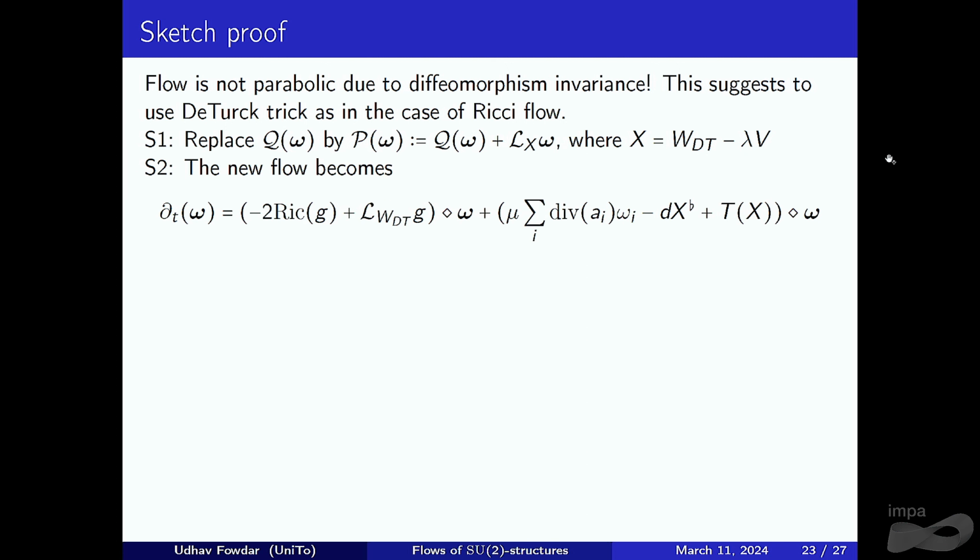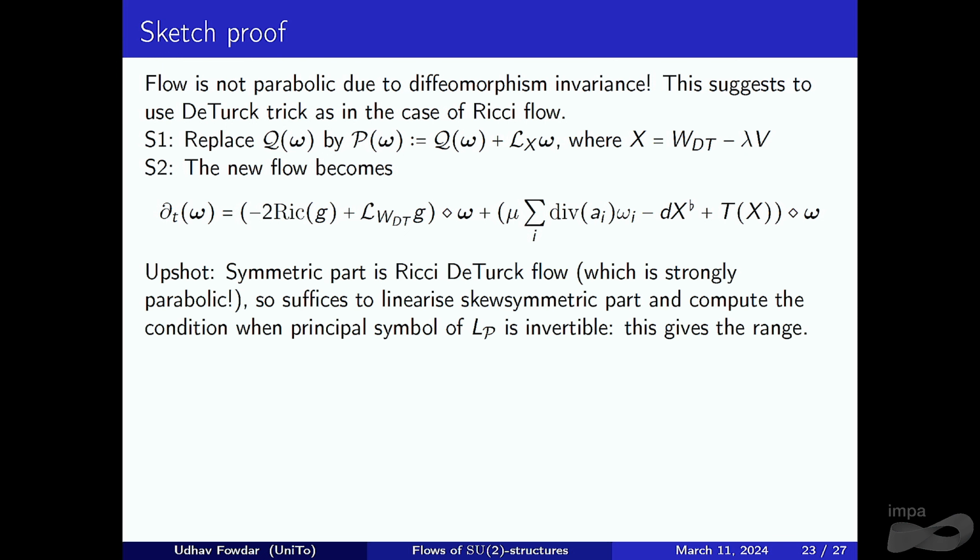So if you do that, and you compute the new flow, what you end up finding is that the symmetric bit now becomes the Ricci flow plus the Lie derivative of the DeTurck bit, and as compensation, the exterior derivative of this vector field now pops up in the skew-symmetric bit. But the upshot of this is that now on the symmetric bit, I have precisely Ricci-DeTurck flow, and at the expense of that, I have some worse terms that I have to introduce in the skew-symmetric bit. So if you linearize this whole operator, and you check the condition where the principal symbol is invertible, then you get the precise range. This is precisely how you prove that.